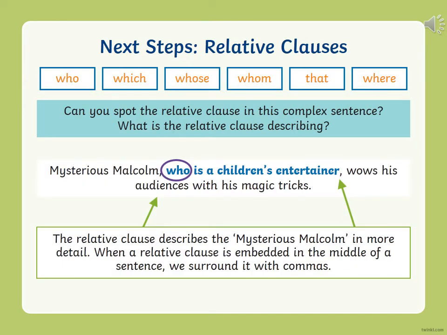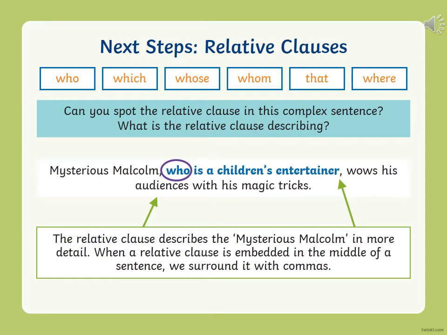In this sentence, Malcolm is the subject. The relative clause is giving extra information about Malcolm. It's telling me that Malcolm is a children's entertainer. So this is a relative clause, and it should be written in between two commas. So the sentence would read, Mysterious Malcolm, who's a children's entertainer, wows his audiences with his magic tricks.